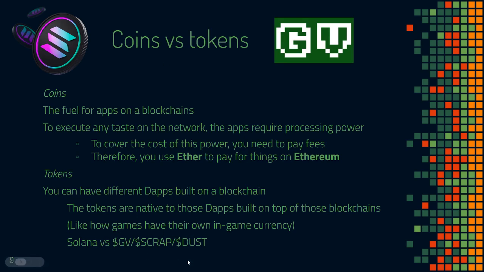Basically, these are built on top of Solana. So if Solana goes down, none of these tokens can be transacted. These tokens are native to those dApps that are built on top of the blockchains. dApps, by the way, stands for decentralized applications. You can think of this as how games have their own in-game currency. Very similarly, these are essentially being used by communities on Solana, being exchanged, etc. But it is important to note that these are different.